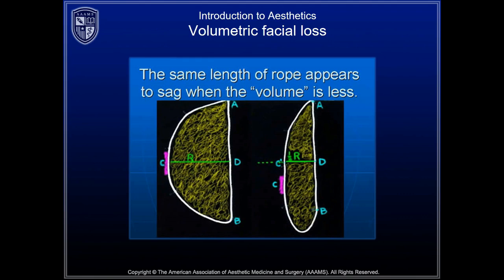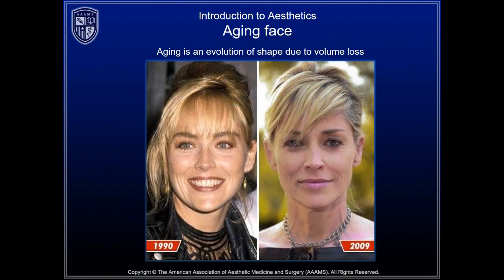In reality, if we measure the distance between A and B on the right and A and B on the left, they're going to be exactly the same. C definitely has dropped down. All of those changes occur because of the emptying of the inside of the rope, or the volume loss that occurred inside the rope. This is exactly what happens with the aging process, where the face becomes elongated like A and B, and the tissue becomes ptotic like C. So aging is an evolution of shape due to volume loss.